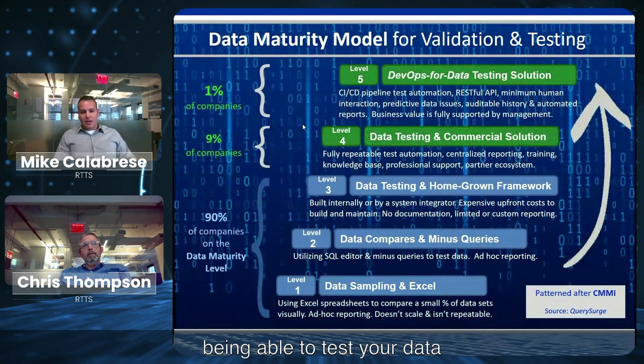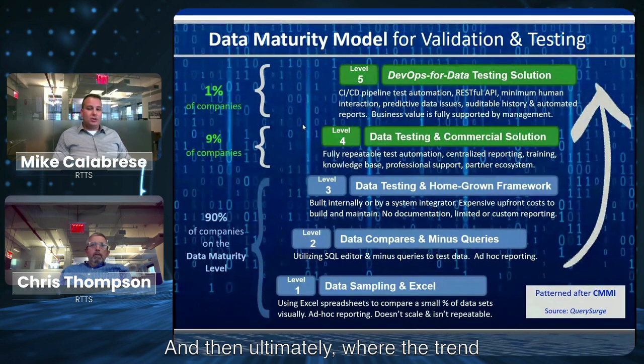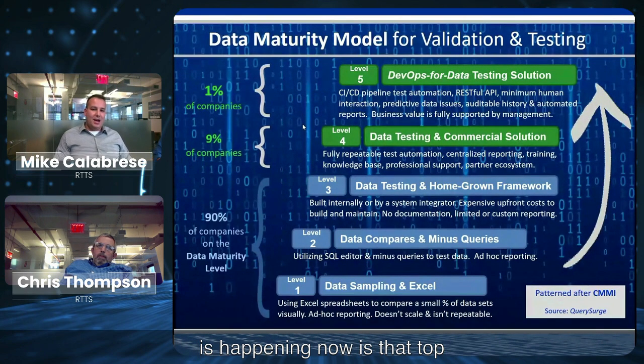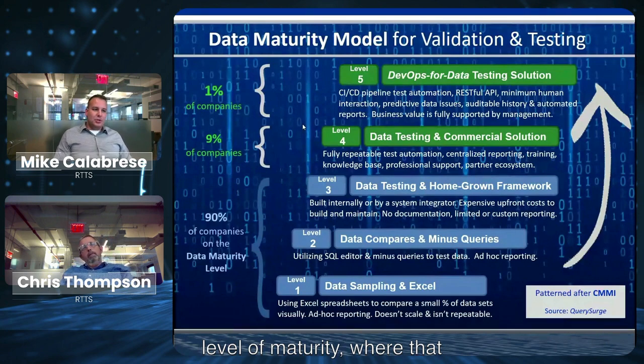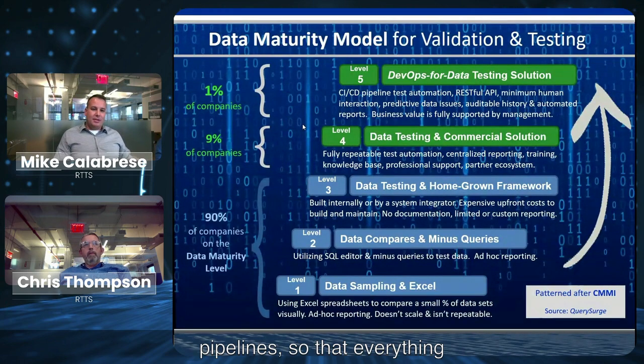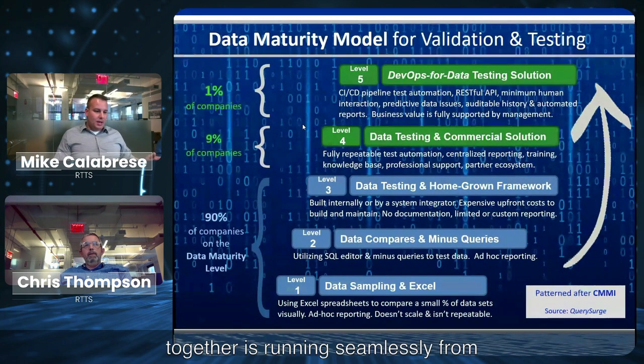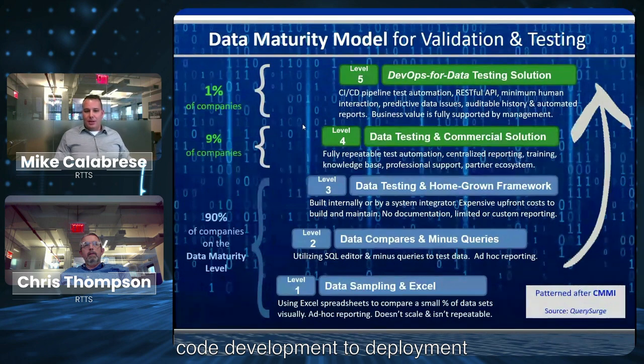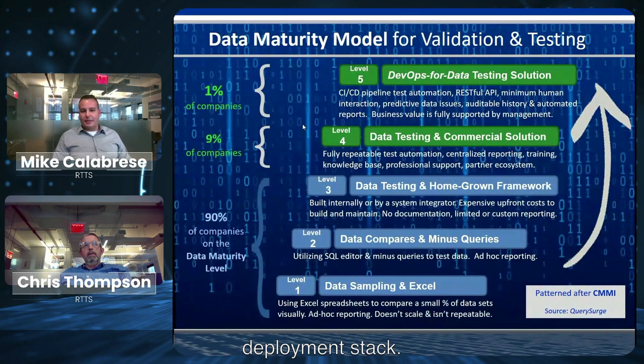Where most companies would like to get to is a higher maturity level of being able to test your data using an automated solution like QuerySurge, and then ultimately, where the trend is happening now is that top level of maturity where that automated solution is integrated into your DevOps solutions, your pipelines, so that everything together is running seamlessly from code development to deployment to testing and across that landscape of that continuous integration, continuous deployment stack.